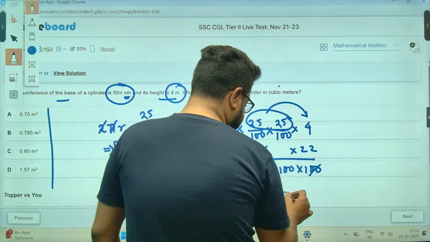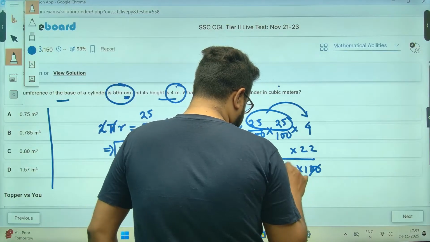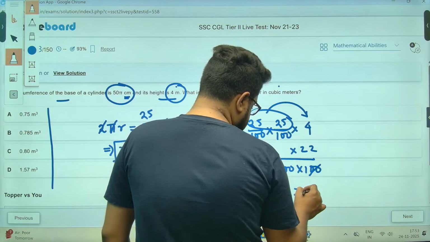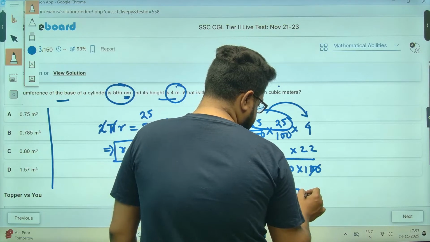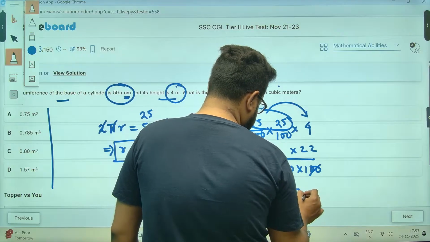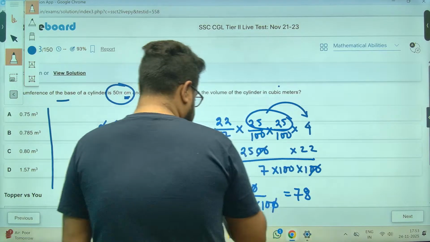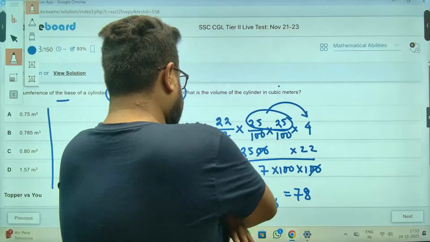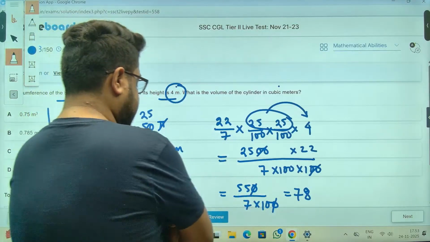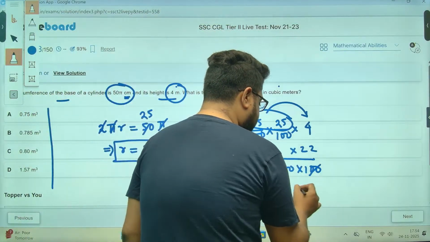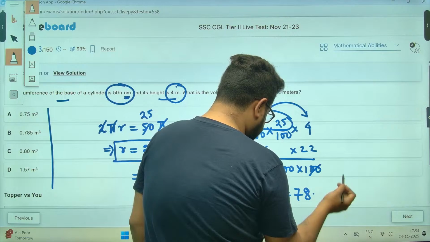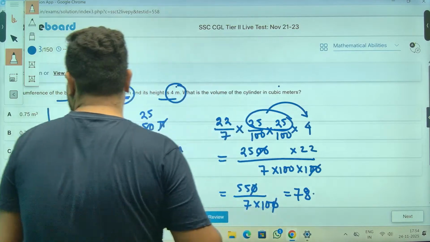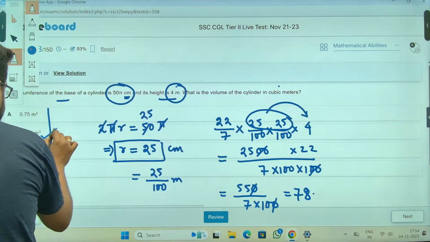55 by 7. 7 sevens are 49. 6. 65, sir. 7 8s are... One second. 7's 49. 60. 7 8s are 56. 788 by something. So 0.78 something. Sir, option B mein hai, sir.